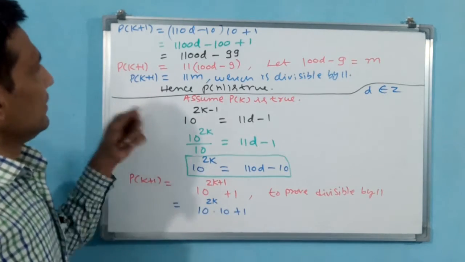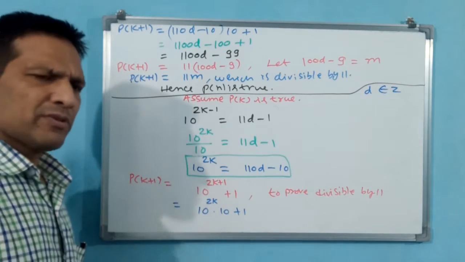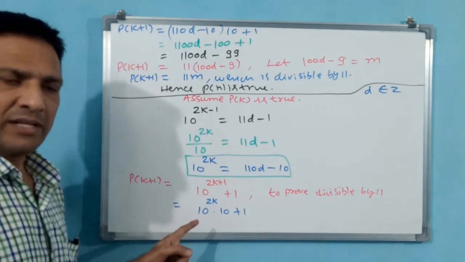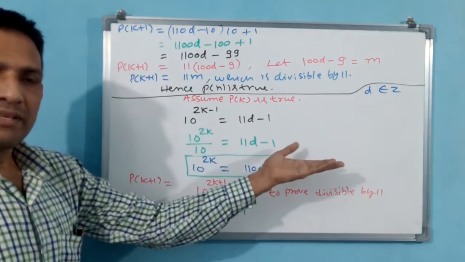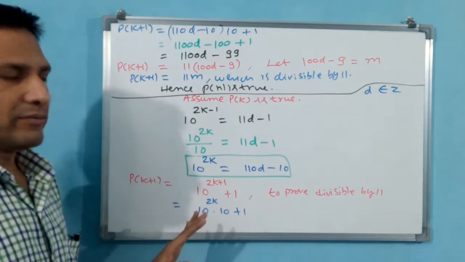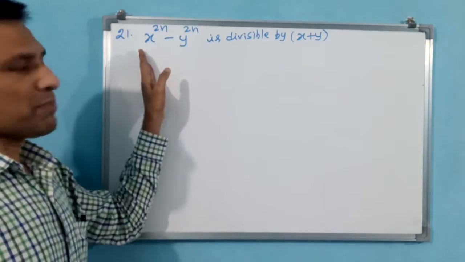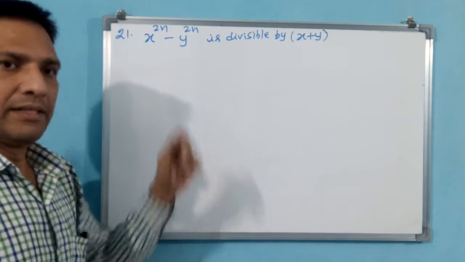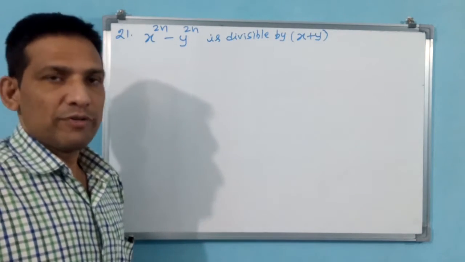Okay, now let us go for the 21st question. 20th question is over, 21st question. See, it is the same like multiples only. You must have seen: multiples of 3 are divisible by 3. Both are same. Let us go for the next question, 21. x power 2n minus y power 2n is divisible by x plus y. This is the question. n belongs to N, capital N, they have given natural numbers.